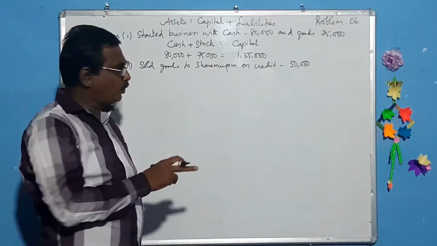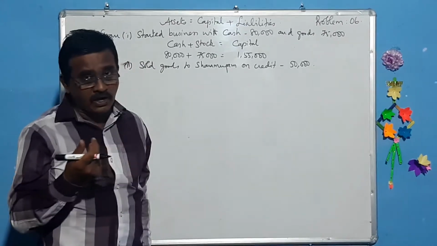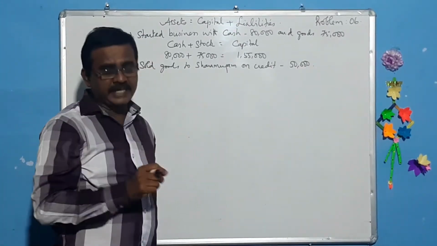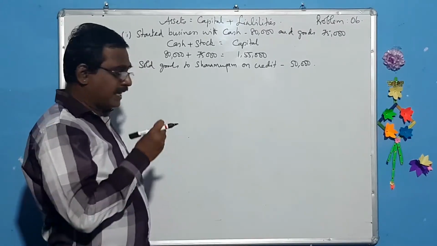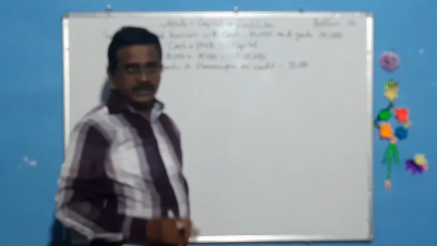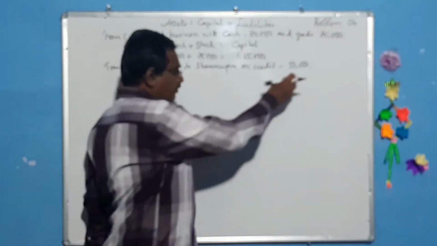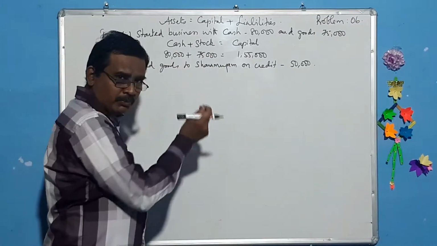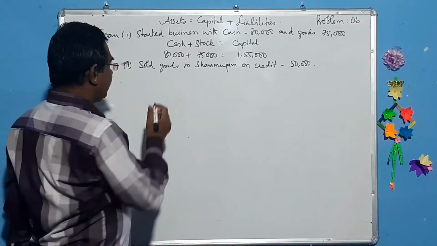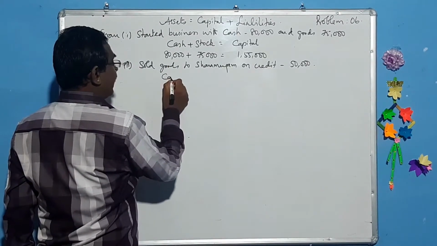And the goods were sold to Shanmugam. He has not given any amount. So Shanmugam becomes a debtor. So there is no profit. So nothing should be done with the capital. The only thing is we have to remove 50,000 from stock and we have to create one more asset, that is debtor for 50,000.